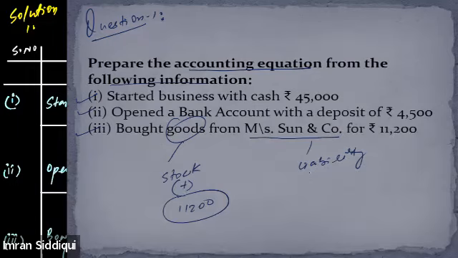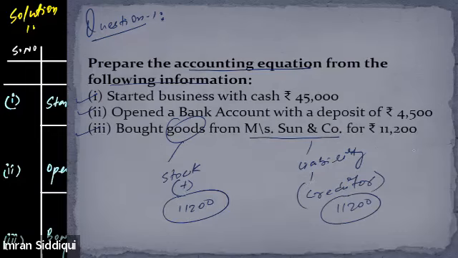So liability will increase, and the person from whom you are buying goods on credit is known as creditor. So liability will increase in the form of creditor. When you buy goods, the stock will increase by 11,200. At the same time, creditor will also increase by 11,200. Is that clear to you?